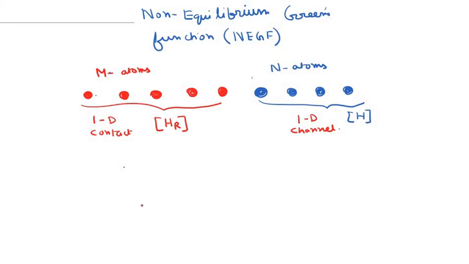Similarly, here also, if the contact is very large compared to the channel, or if the contact contains a much larger number of atoms or electrons compared to the channel, in that case the contact can influence the characteristics of the device or the channel, but the channel cannot influence the characteristics of the contact. So let me write it here.